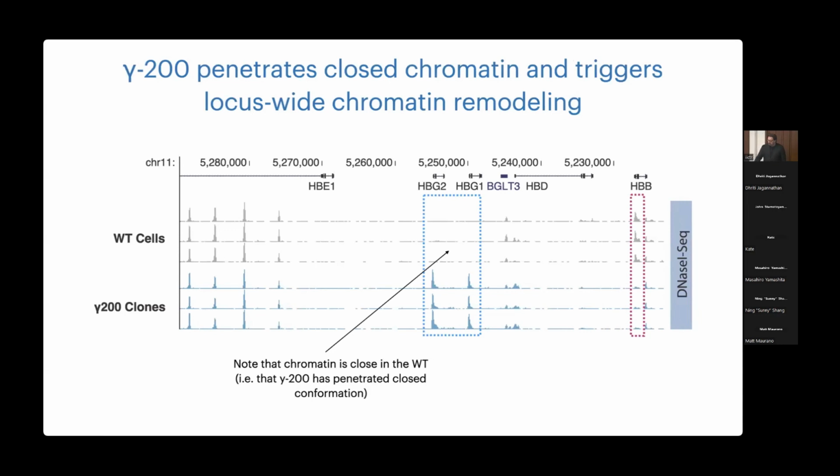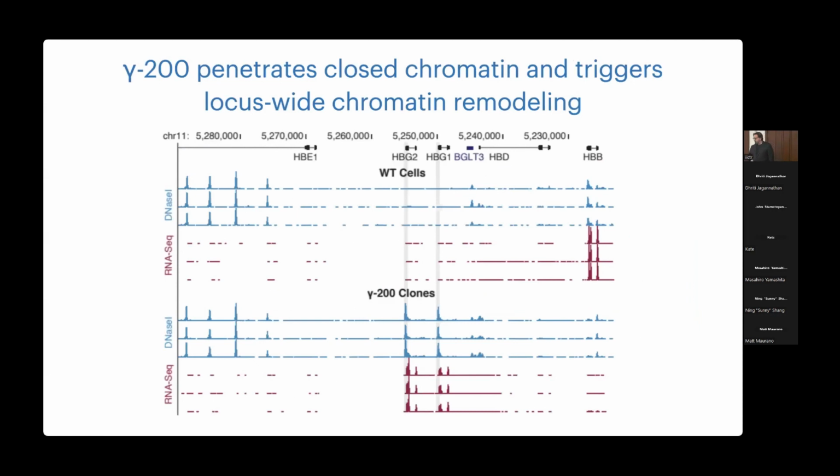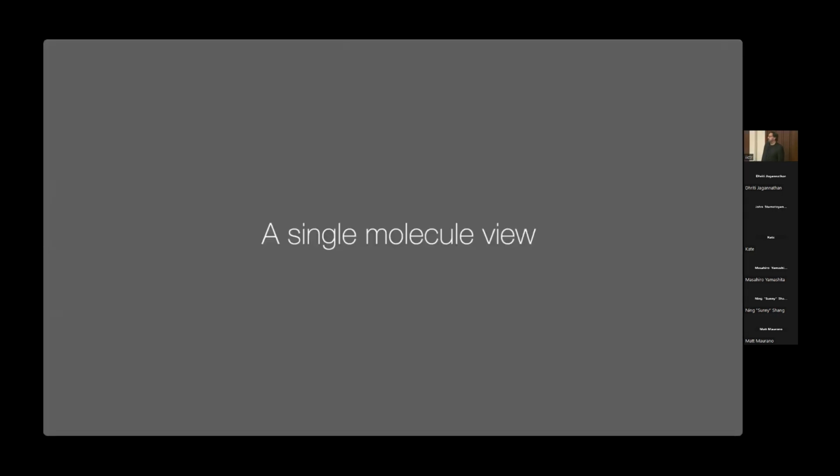And you can also see this at the level of RNA. So here I'm showing the RNA output. So in the wild type cells, beta globin is producing everything. Nothing's coming from gamma, but in these cells, all the RNA is coming from gamma and beta gets completely shut off. And so we can also look at this on the single molecule level.